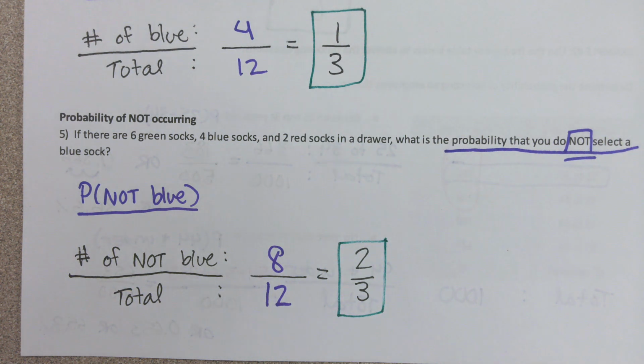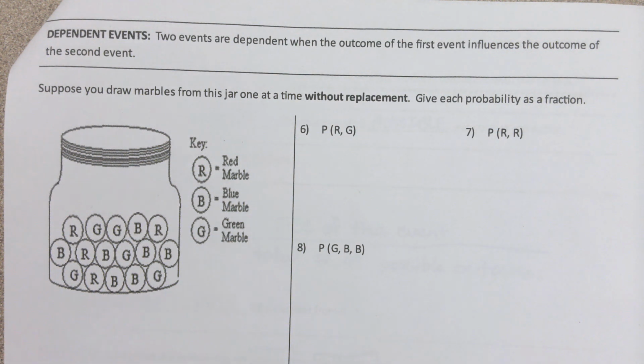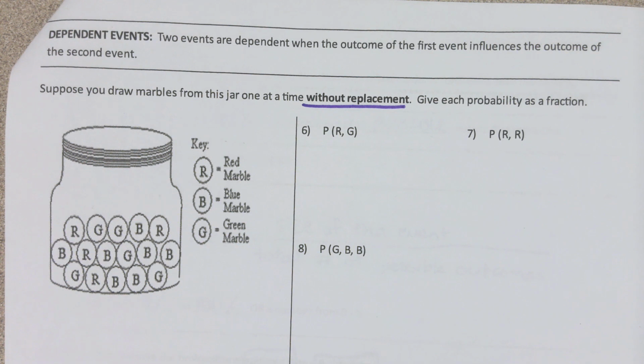Talk about dependent probability. Dependent probability. One decision affects the next decision. They are connected. There's no way that you can separate the decisions. Two events are dependent when the outcome of the first event influences the outcome of the second event. Let's look at a marble example. Suppose you draw marbles from this jar one at a time without replacement. That detail makes it dependent.